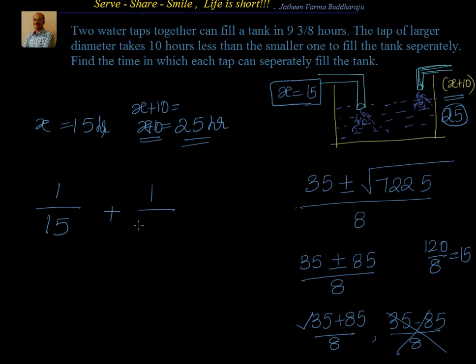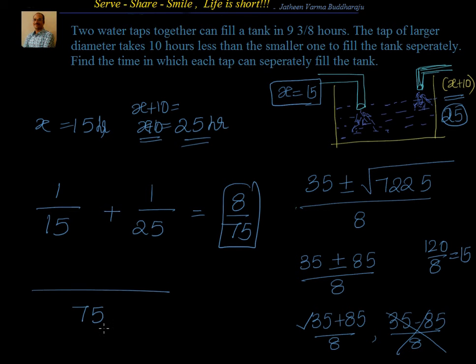Now let's add them: 1 by 15 plus 1 by 25. We should get 8 by 75 if we are correct. So let's cross check that. The LCM of 15 and 25 is 75. 75 divided by 15 is 5 times, and by 25 is 3 times. 5 plus 3 is equal to 8 by 75. So we are correct. Good to go. So the hours whatever we got are correct.